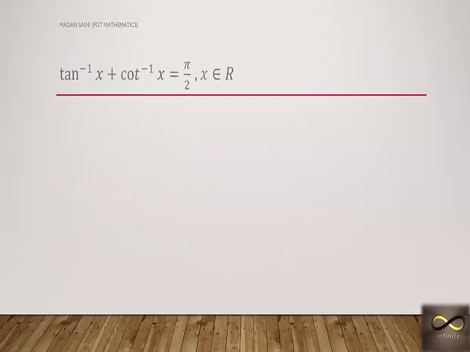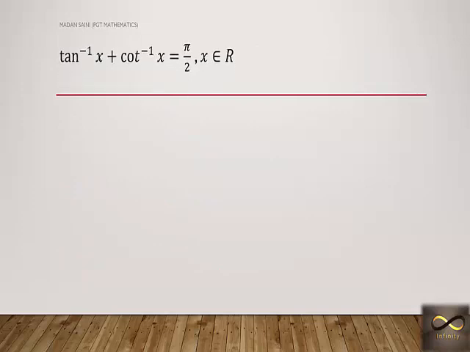So I am going to prove this property: tan inverse x plus cot inverse x is equal to pi by 2 for all x belongs to R. So we'll start with considering tan inverse x is equal to y. This will give us x is equal to tan y. Writing tan in terms of cot using the property that cot of pi by 2 minus y is equal to tan y.